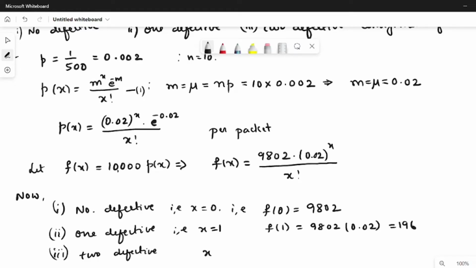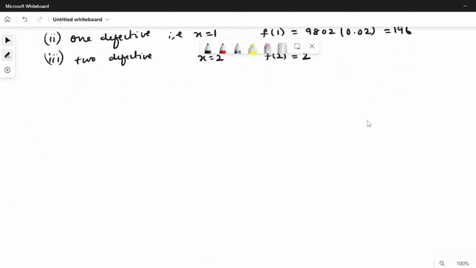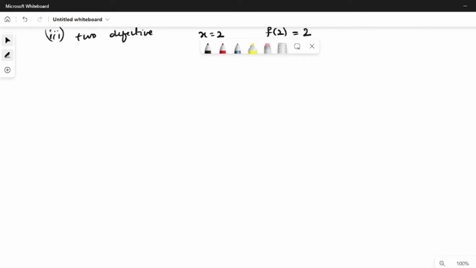That is x equal to 2. So you get f of 2, which you can check will be equal to 2. So this is how the probability with respect to the Poisson distribution is determined for the given problem. Let us consider one more problem, problem number 2.